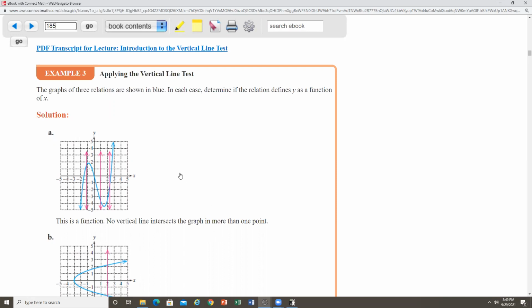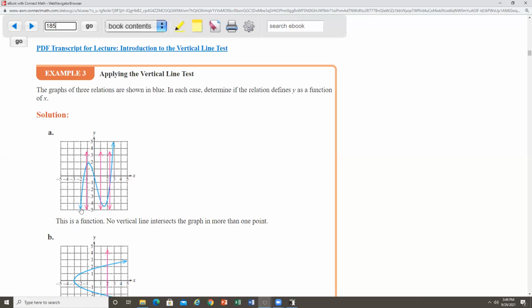All right, now, ladies and gentlemen, suppose that we have the graph of a relation in the XY plane. Look at A here for example 3. Notice we have this blue curved graph, which represents a relation. Why is it a relation? Because there's ordered pairs on this blue curve. In fact, how many ordered pairs or points are there on this graph? 2. Oh no, 4. 2, 4.